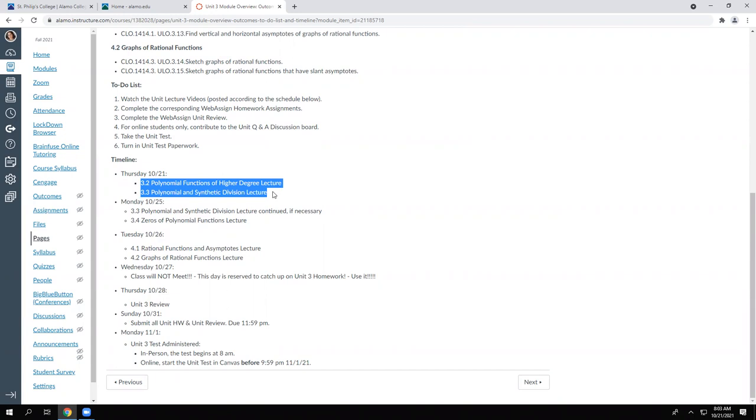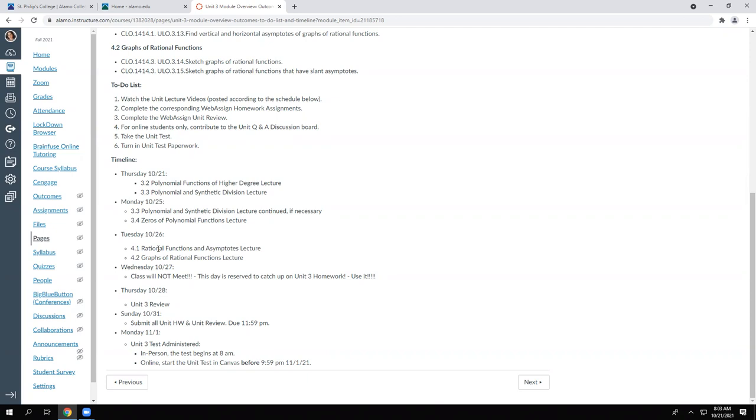But I'm just going to keep going through it until we get to all the stuff that we need, okay? Essentially we're covering 3.2, 3.3, 3.4, and then 4.1 and 4.2. So that's really five sections. These two go hand in hand, okay? Because this is all about the rational functions. So 4.1 is really short.